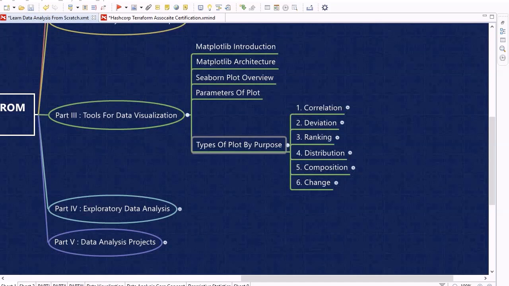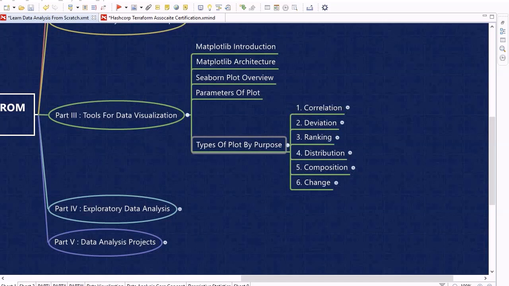Now let's discuss another purpose, that is composition. Sometimes within data analysis it is required to identify the composition details within the given data set. To get the information about the composition, we will be using various plots that we will look into.